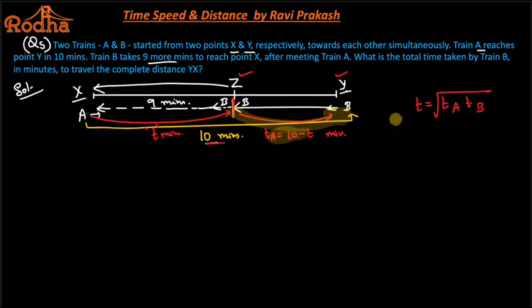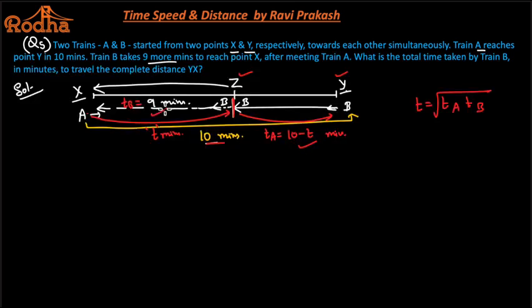So TA in my case is 10 minus T. Right. What is my TB here? TB is basically, after meeting at Z, how much time B takes to reach here. It takes 9 minutes. This should be my TB here. So TB is 9. So TA is 10 minus T and TB is 9.